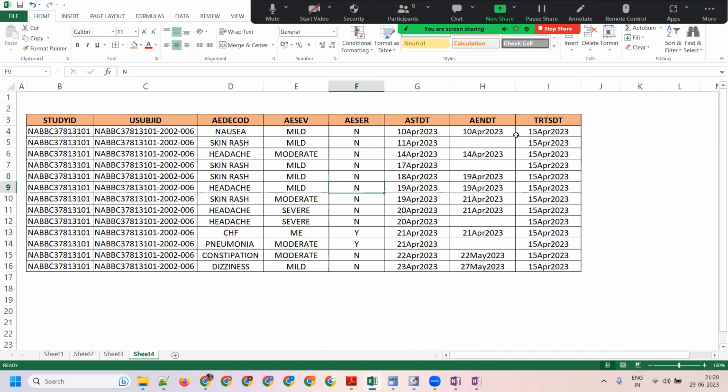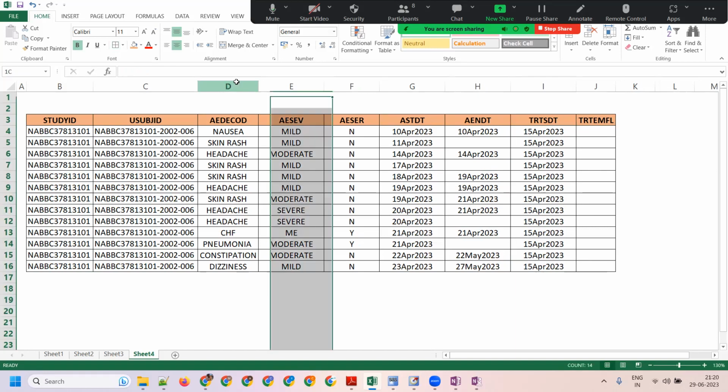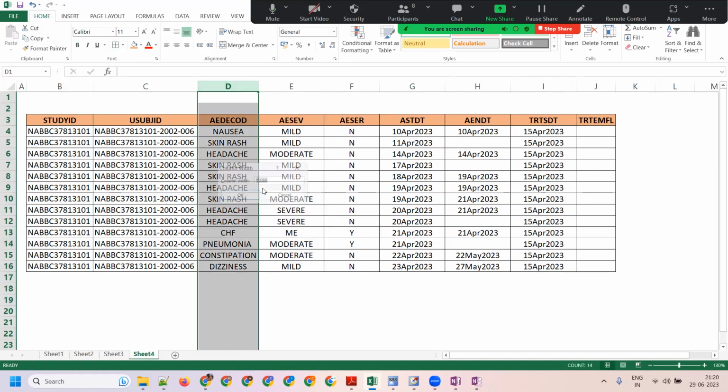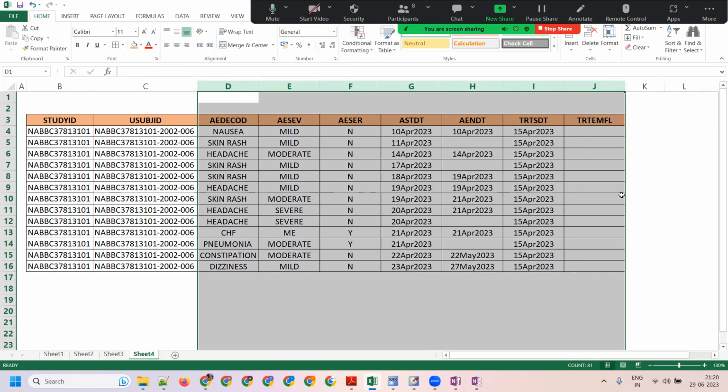I want to calculate here the TRT emergent flag. For this one, what all do you require? Do you have all the data? First thing, tell me. Do you have the data? Yes, sir. Everyone, do you have the data? If you have the data, tell me how do you calculate it?